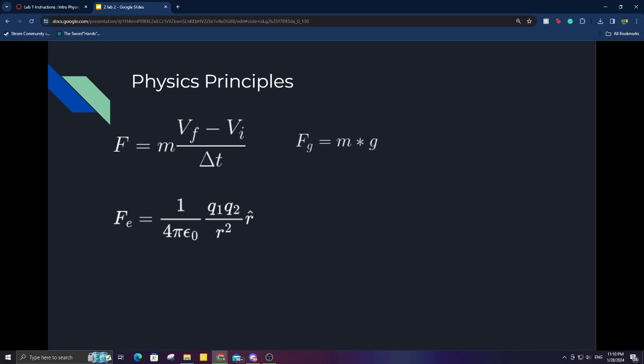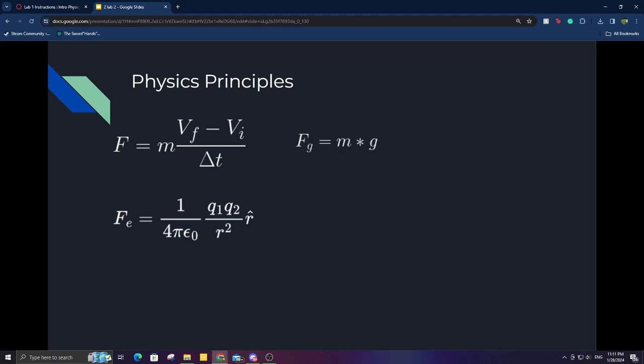The main physics principle used in this lab is the electric force. This formula also consists of the electric field formula. After finding the electric field, you can multiply by the charge of the object and find its force. Newton's first law was also implemented in this lab. This was used to determine the gravitational force acting on the upper tape.